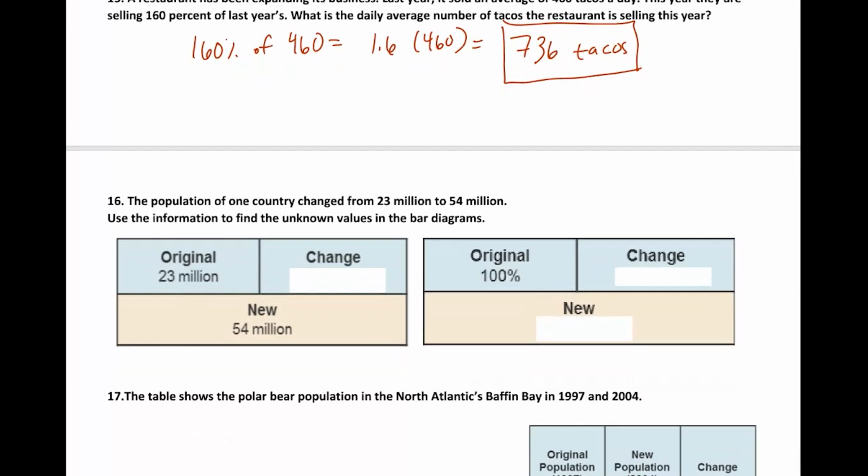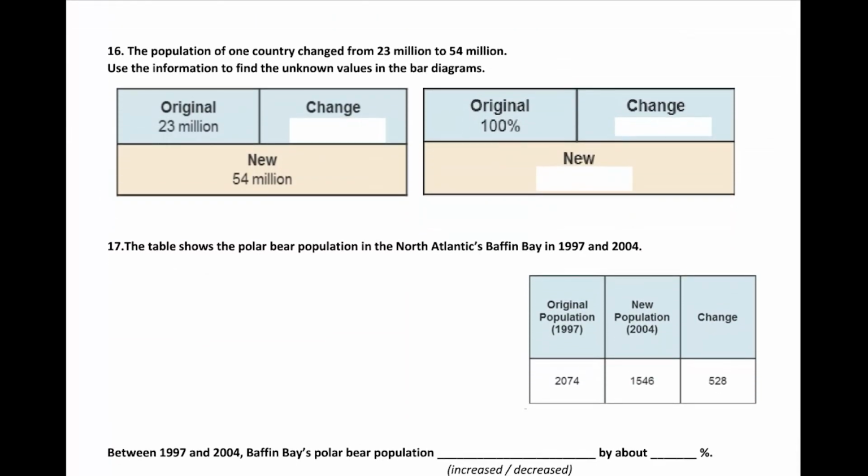Okay, number 16. It says the population of one country changed from 23 million to 54 million. Use the information to find the unknown values in the bar diagrams. So if we went from 23 million to 54 million, the change is going to be the difference. 54 minus 23 is 31. So the change is 31 million people. If we started with 100% and went up, and the new population is more than that, our new percent needs to be bigger than 100.